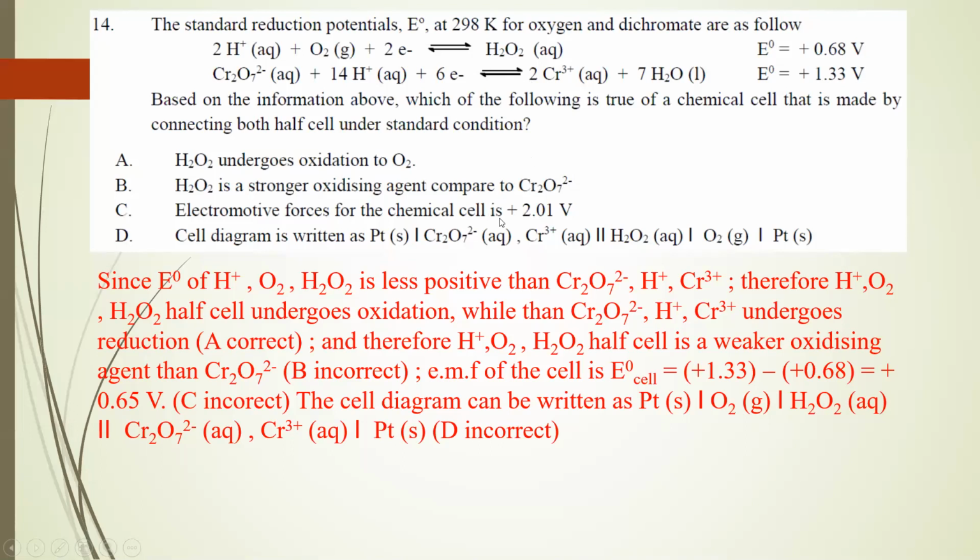And then D, the cell diagram is written as Pt, Cr2O7 2 minus, Cr3+. That means chromium will undergo oxidation, and then H2O2 will undergo reduction. Because always remember, when we write the standard cell diagram, everything at the left side is for oxidation, everything at the right side is for reduction. So D is not correct. The correct way to be written is O2, H2O2 double line, Cr2O7 2 minus, Cr3+. So D is incorrect. So the best answer in here will be A. Okay, so that is how you solve question number 14.